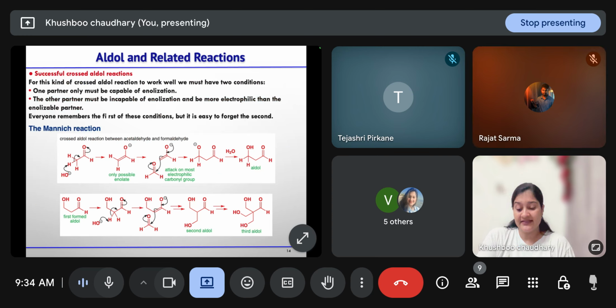Then, for a successful cross aldol reaction to take place, only one partner must be enolized or capable of enolization, and the other partner must be incapable of enolization and should be more electrophilic than the enolizable partner. Otherwise, if that is less electrophilic, it will undergo self condensation rather than the cross condensation. Now the next reaction that we have to study is the Mannich reaction.